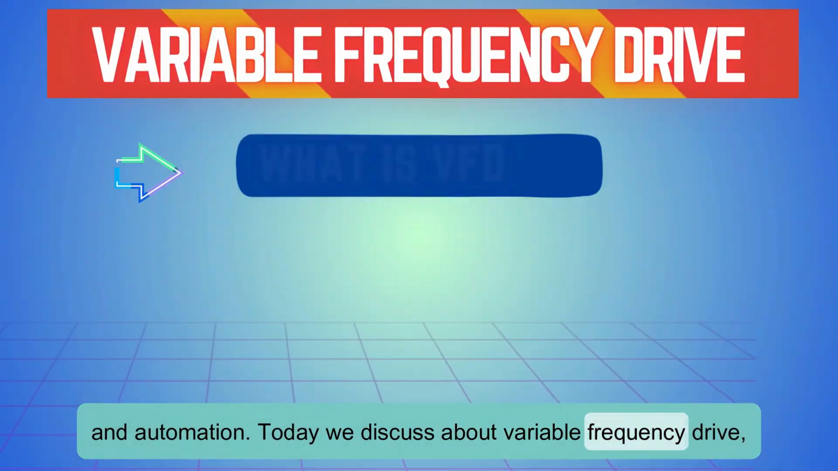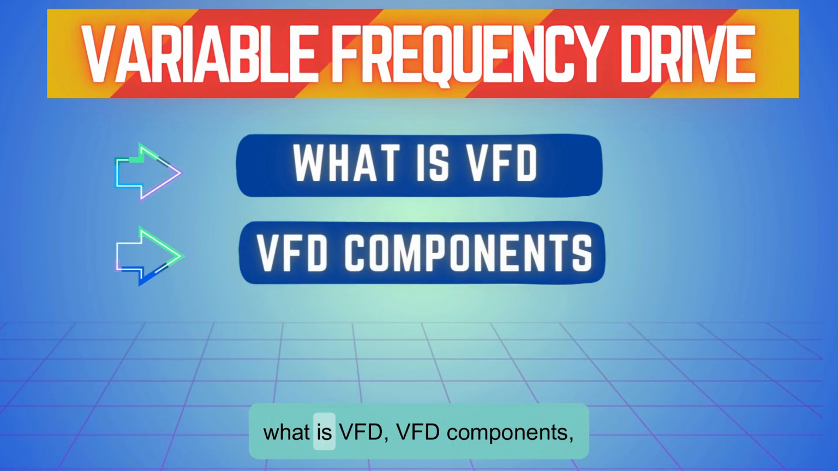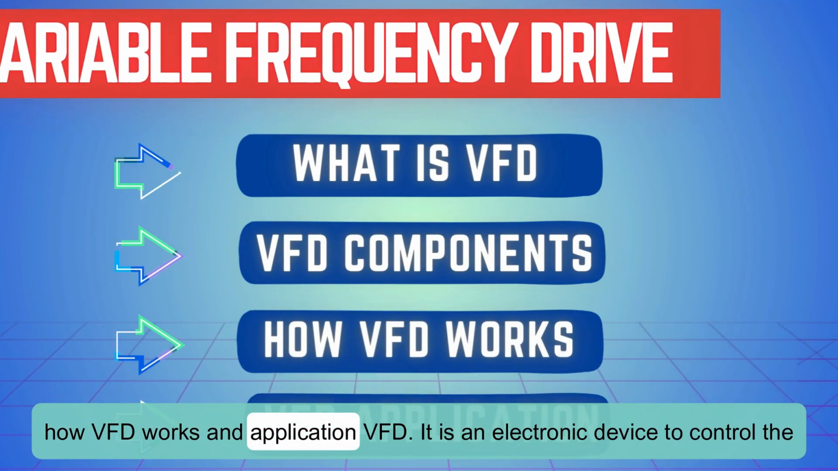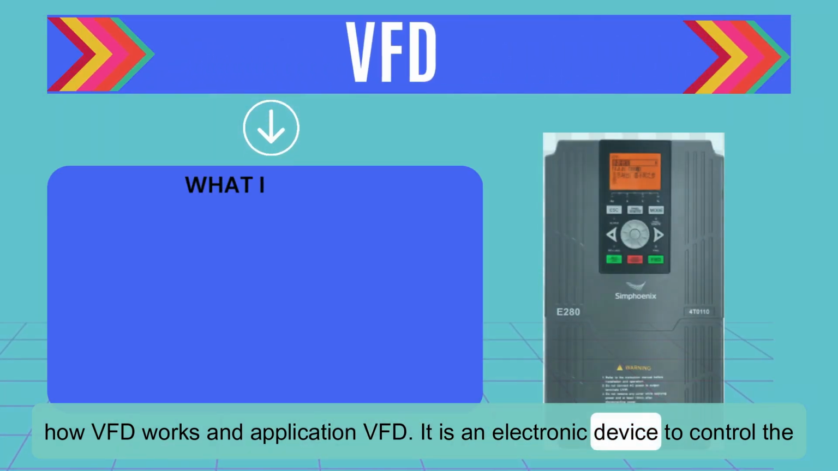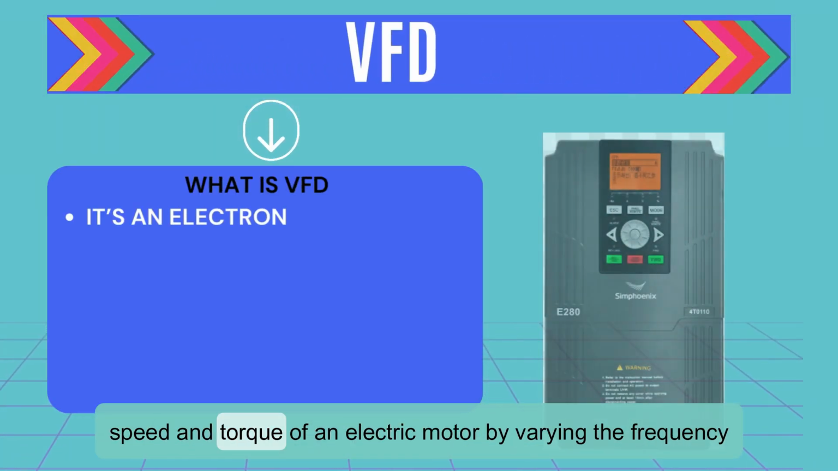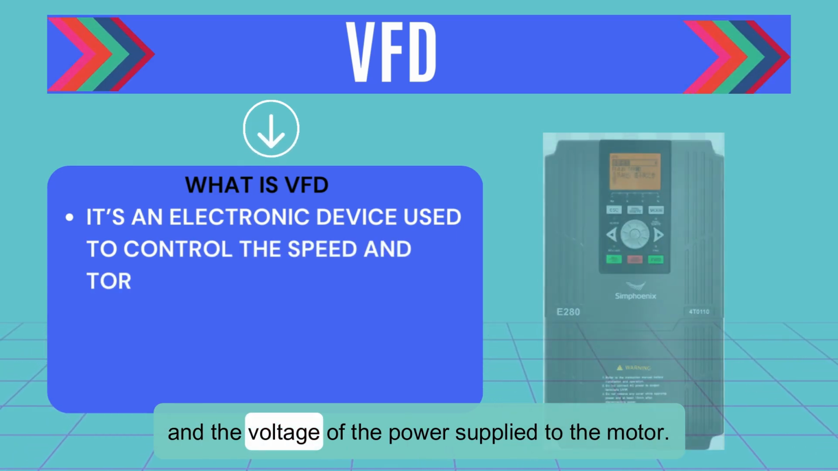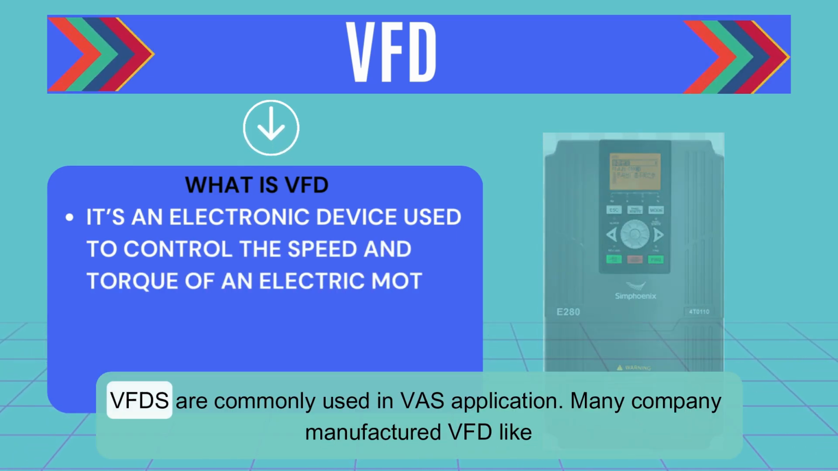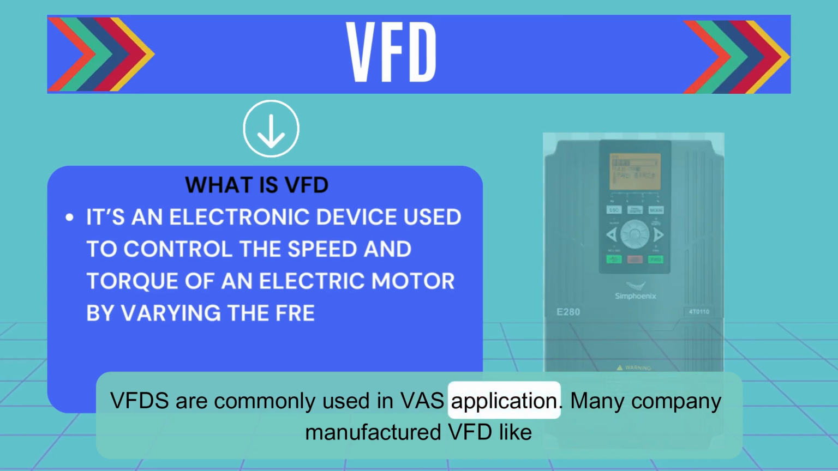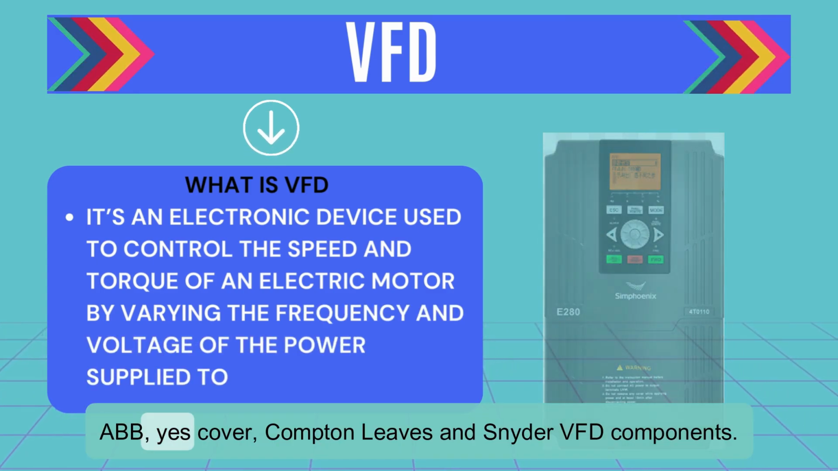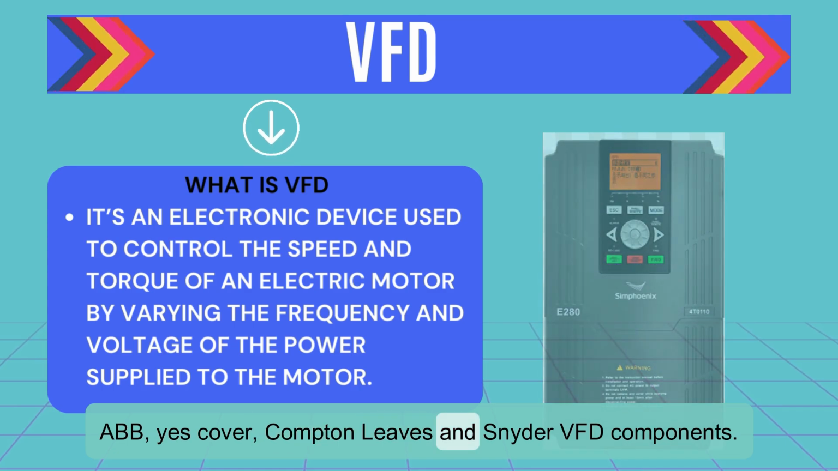Today we discuss variable frequency drive: what is VFD, VFD components, how VFD works, and applications. A VFD is an electronic device to control the speed and torque of an electric motor by varying the frequency and the voltage of the power supplied to the motor. VFDs are commonly used in various applications. Many companies manufacture VFDs, like Siemens, ABB, Yaskawa, Crompton Greaves and Schneider.